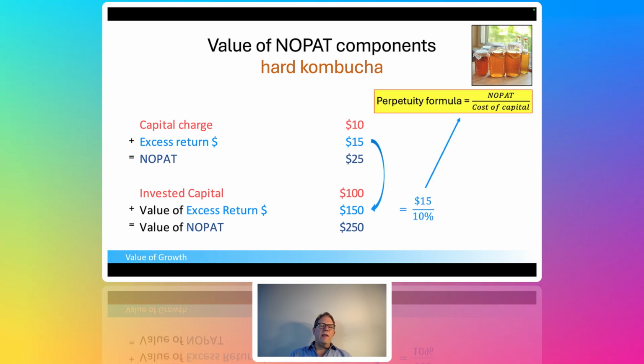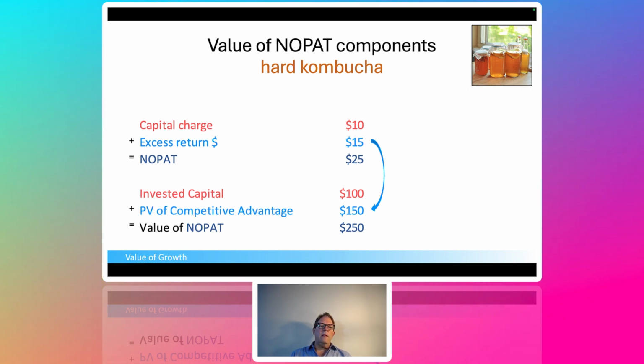The value of the excess returns. Now, in this case, we have 15 million in excess returns. So the value of that is 150 million. That's the present value of competitive advantage. And in this case, the business does have a competitive advantage, at least the way we thought about it. You could turn that around and say that without a competitive advantage, the present value of the competitive advantage is overstated.